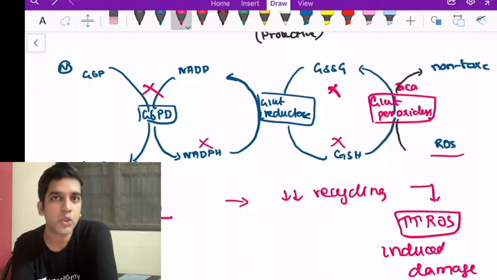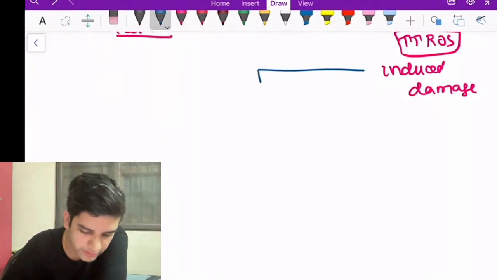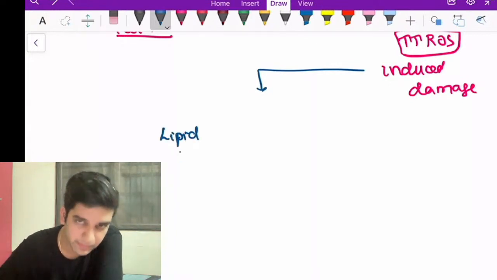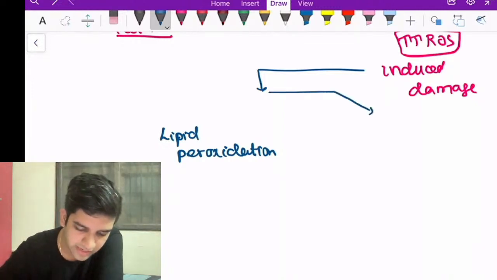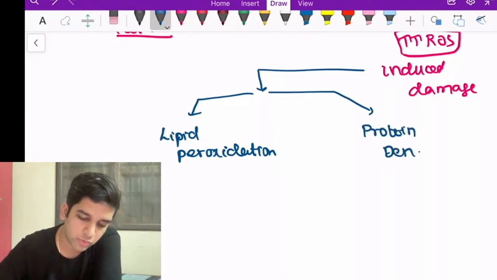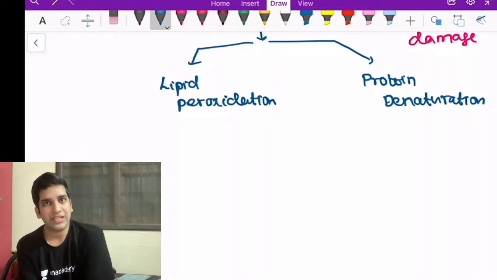When I take RBC, do you think DNA damage will happen, or is it important for me? It is not at all important for me. The only thing required for me in an RBC is free radical induced damage, where I'm going to have two main things. One is lipid peroxidation. This can damage my RBC membrane because it's lipid at the end of the day. The other way my free radical can cause a problem is protein denaturation. I don't bother about DNA damage because RBCs don't have a nucleus, they don't have DNA, fine. Only these two things are going to happen. So it's lipid peroxidation of the RBC's membrane.